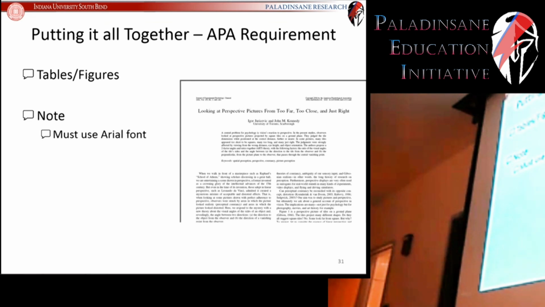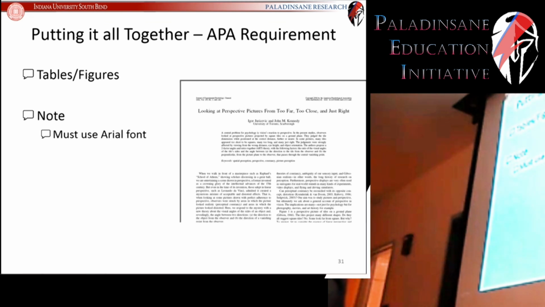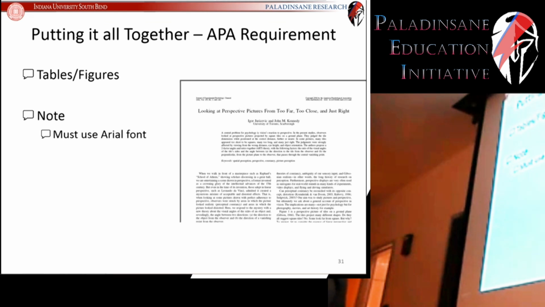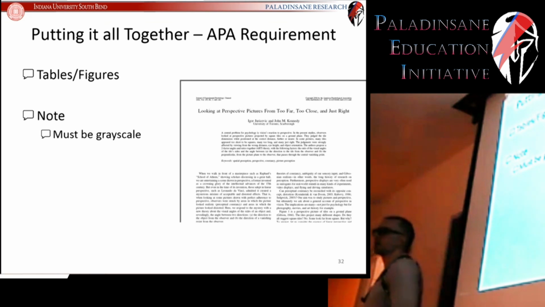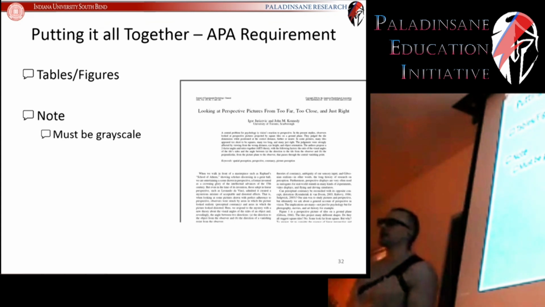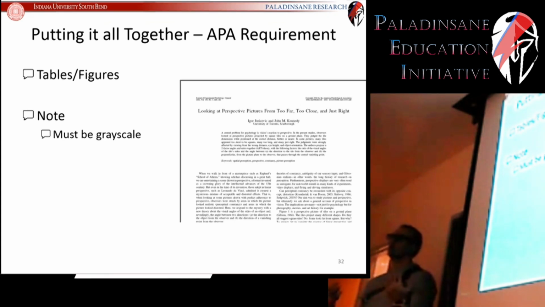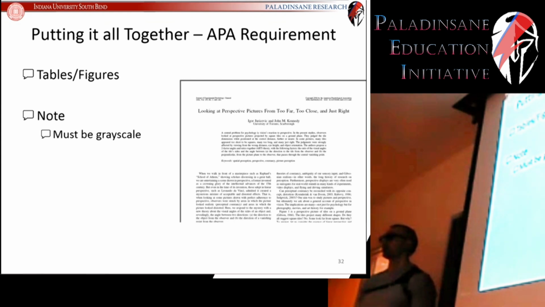Second thing is that you need to use Arial font. That goes for figures for sure. I believe it also goes for tables, but double check that in your APA textbook resource. This is definitely for figures: your figures must be grayscale. So much of psychology still has print journals. Printing in color is expensive, and journals will charge you to print in color if needed.